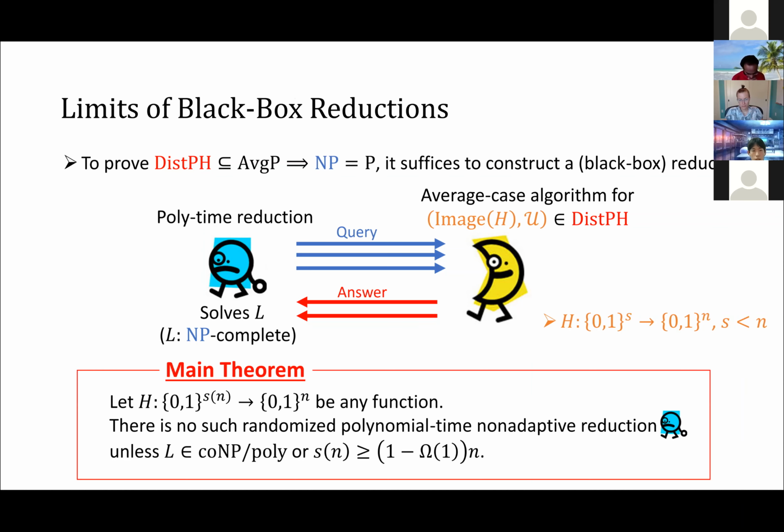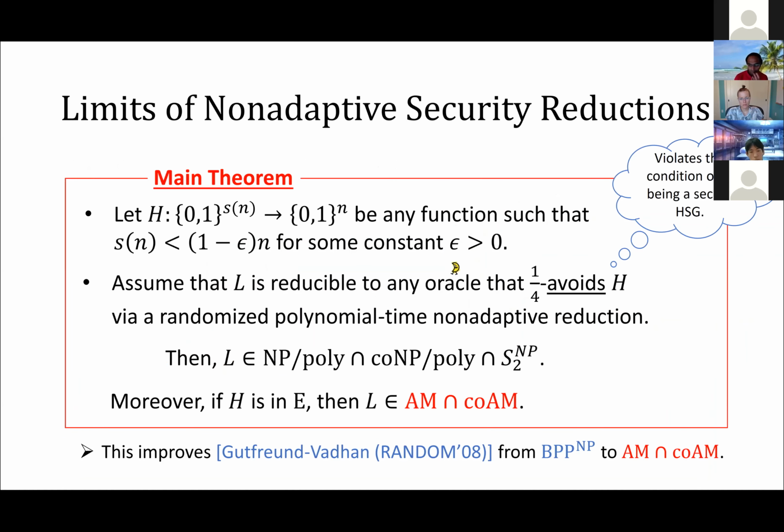length. More generally, we have this result, which basically says that if a problem L is reducible to any oracle that avoids a hitting set generator by a randomized polynomial time non-adaptive reduction, then we have some upper bound, something like NP/poly intersect co-NP/poly. Moreover, if H is computable in exponential time, then we get an improved upper bound of AM intersect co-AM. Previously, Gutfreund, Shaltiel and Ta-Shma showed an upper bound of BPP to the NP, and our result improved it to AM intersect co-AM.